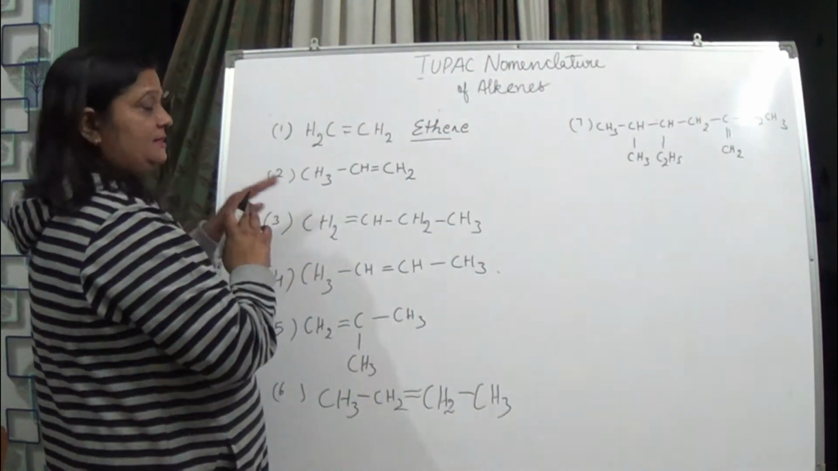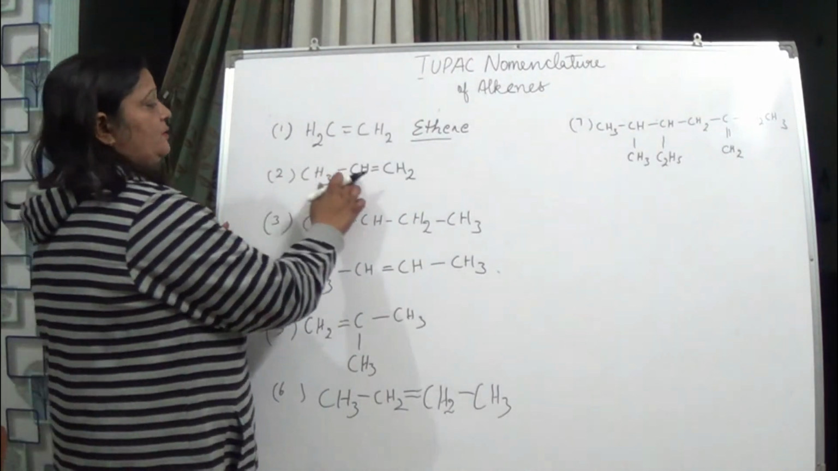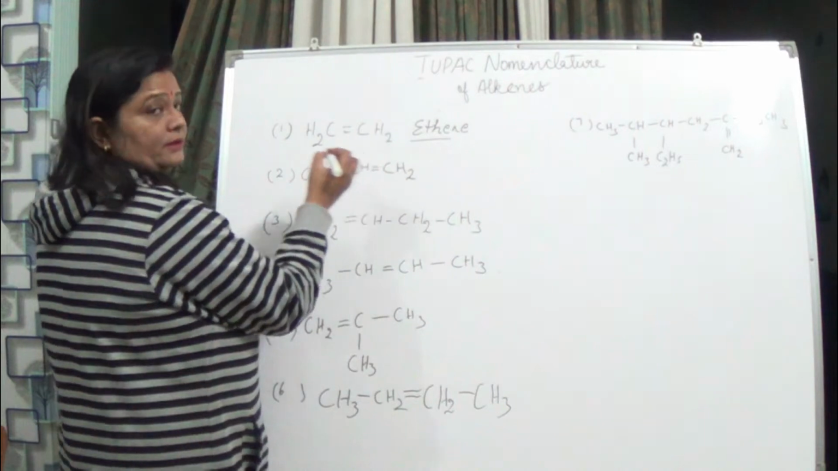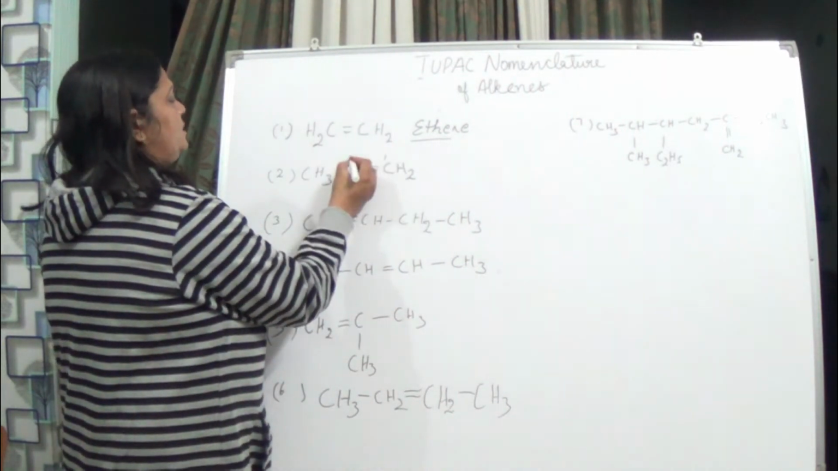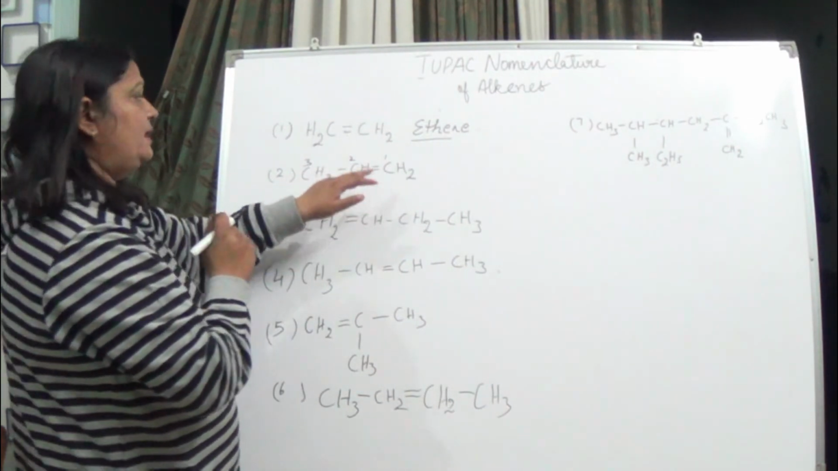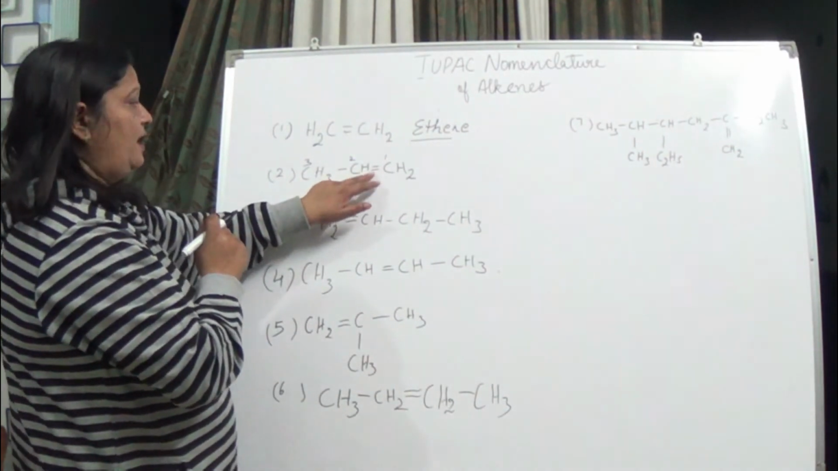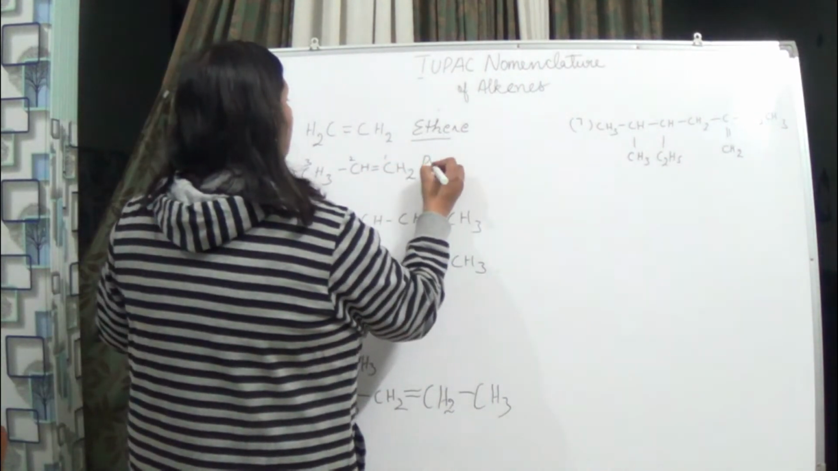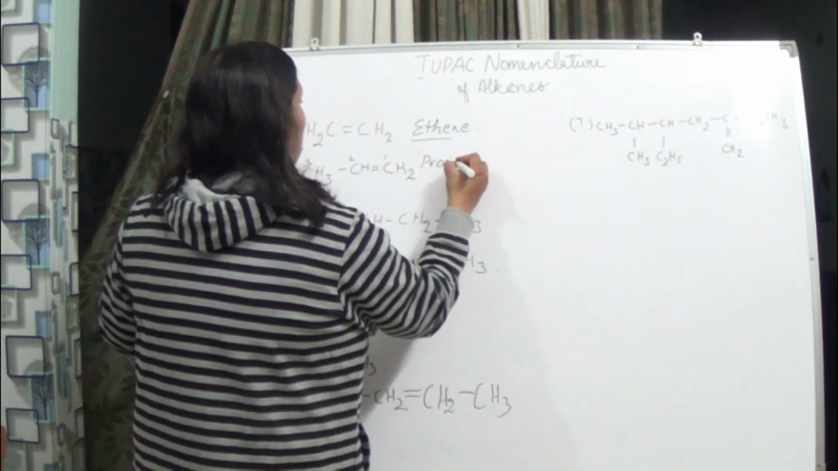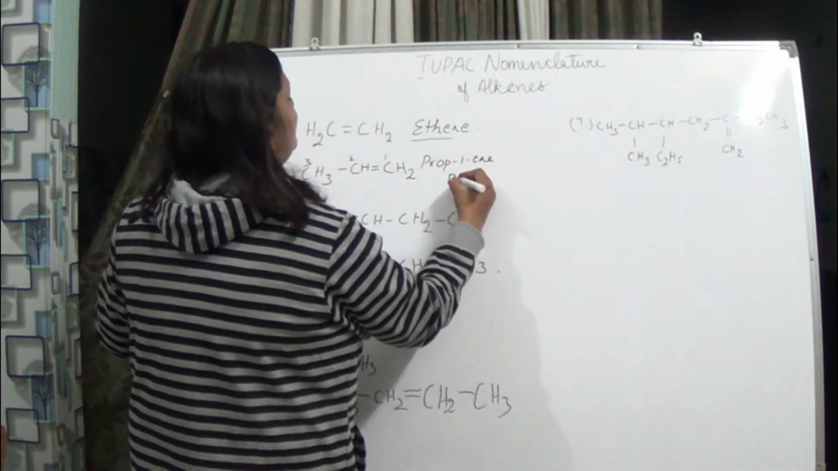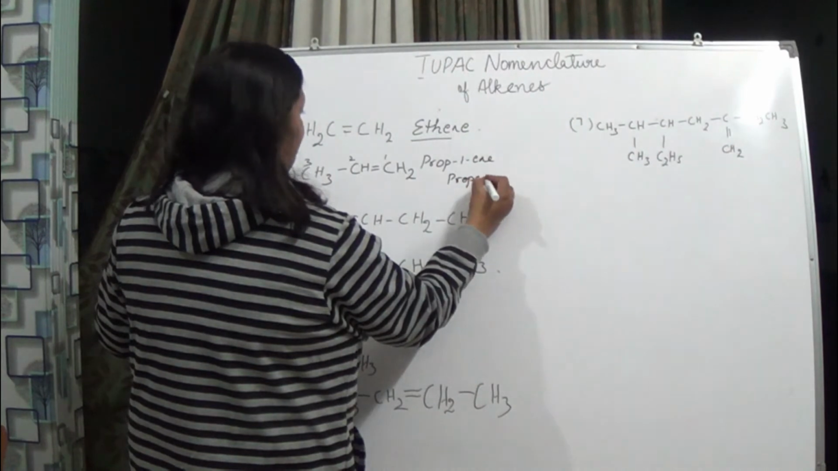Second one, let us see. 1, 2, 3 carbon atoms. From where will we be naming? From where the double bond is. So 1, 2 and 3. So here it becomes 3 carbon atoms, and the first carbon atom has a double bond. You can write prop-1-ene, or you can write propene.